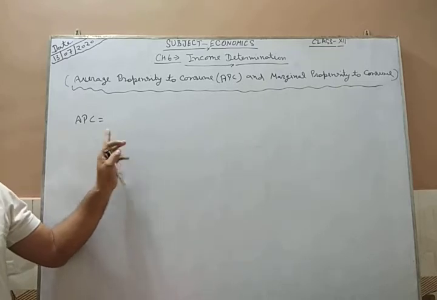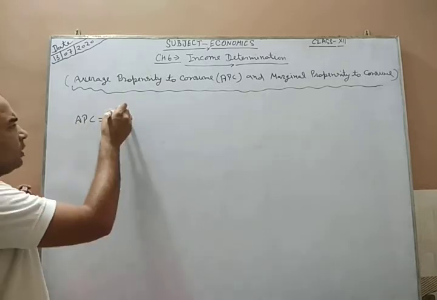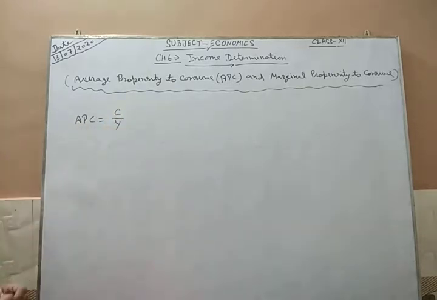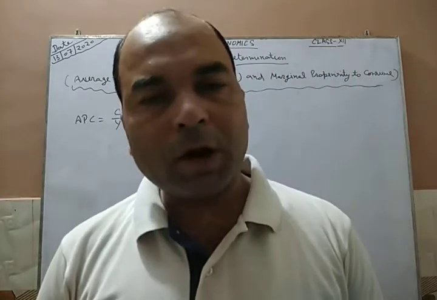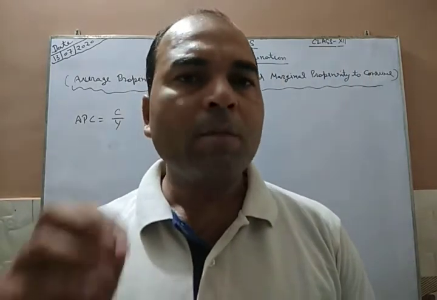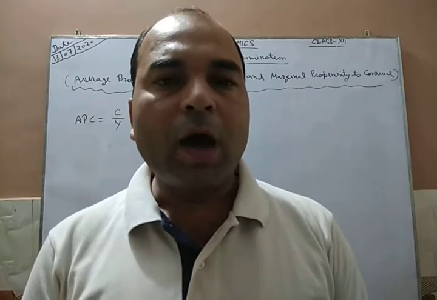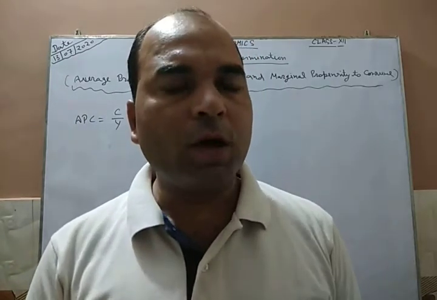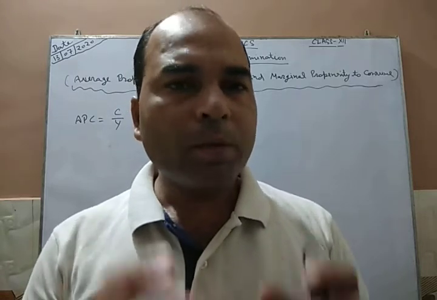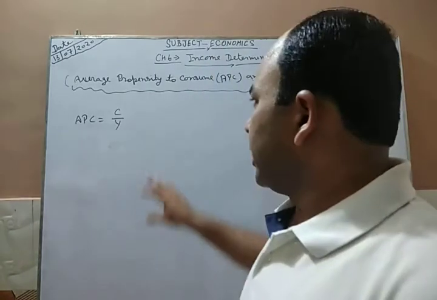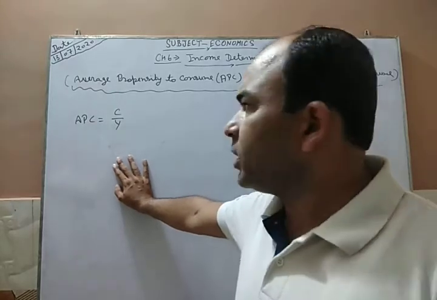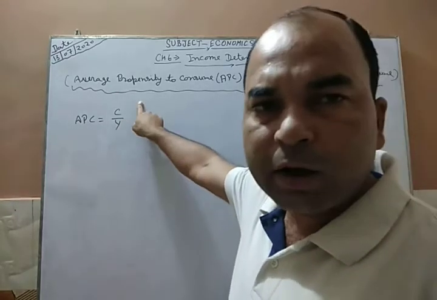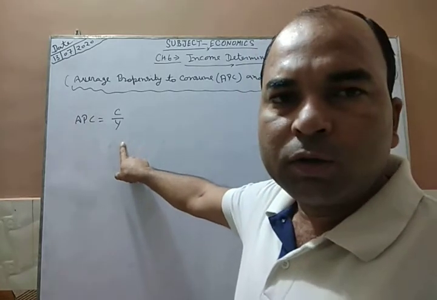So we can say if we divide consumption by income, that is C divided by Y, it will become average propensity to consume. Whenever we calculate an average, we divide by the number of units, and here as we calculate the average of consumption, we have to divide by the income. So you can say average propensity to consume is defined as the ratio of consumption and income. I hope this is clear to students. So we get APC easily if we divide consumption by income.